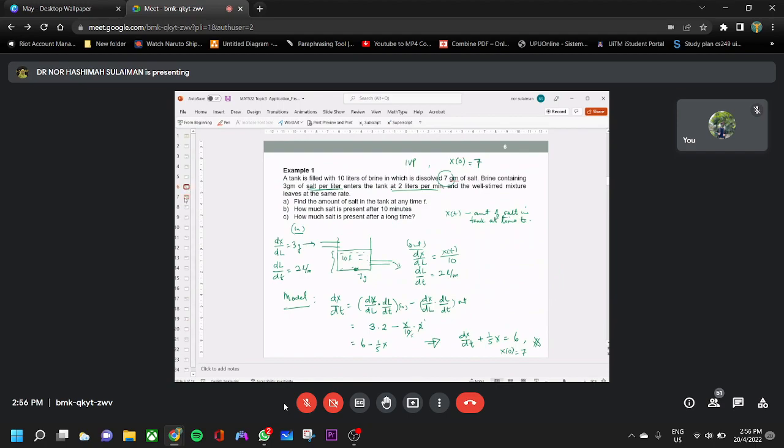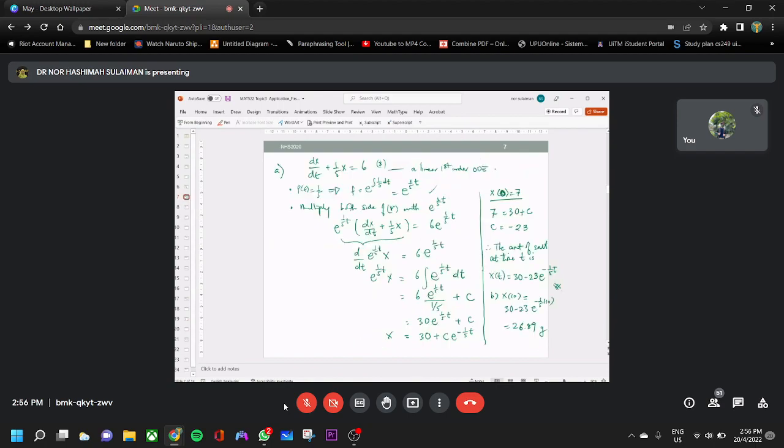How much salt is present after a long time? Macam mana kita nak buat tu? Salt is present after a long time. Limit. Ya ke? Ya ke?